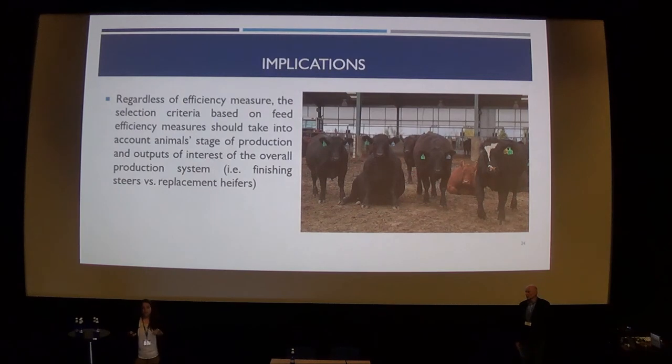And I think the take-home message with this study is that regardless of the efficiency measure you use, the selection criteria based on efficiency measure should definitely take into account animal stage of production and overall outputs of interest from that system. Since there's not a right measure of feed efficiency, there are different situations in which you could apply those measures without bringing any detrimental effects to overall productivity.